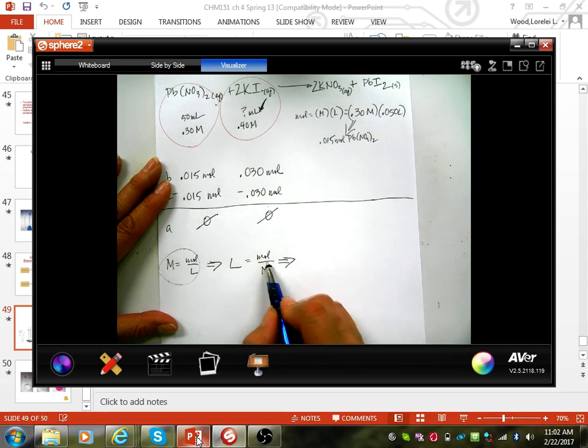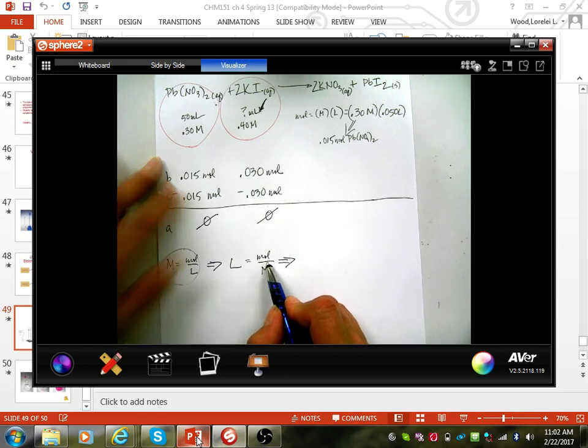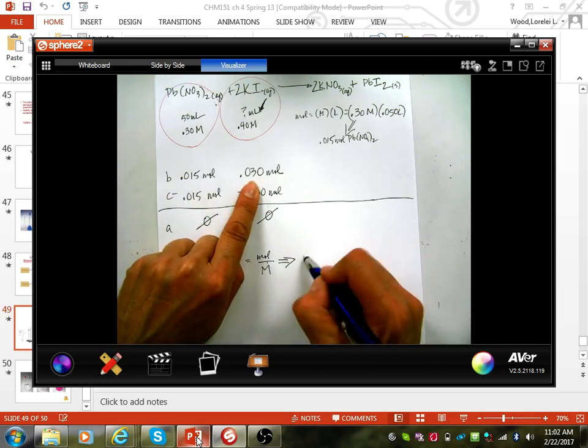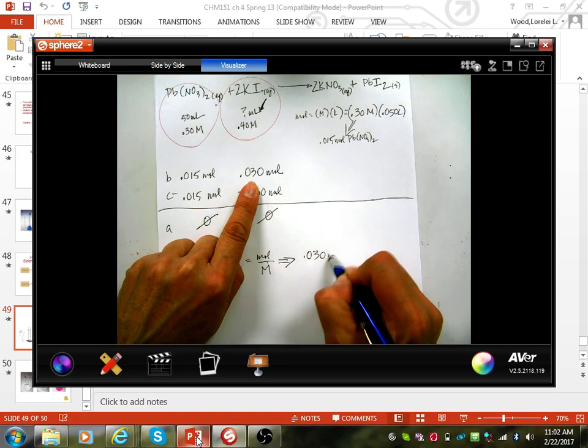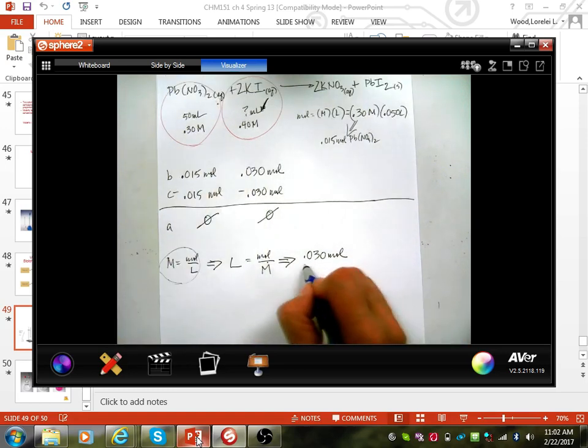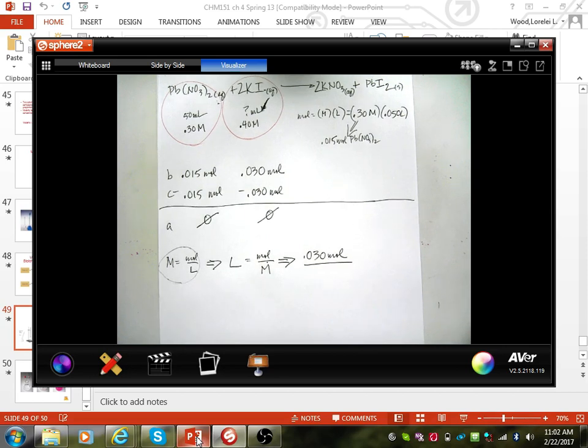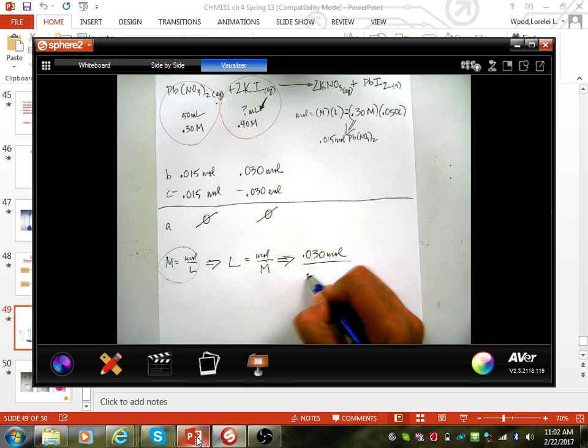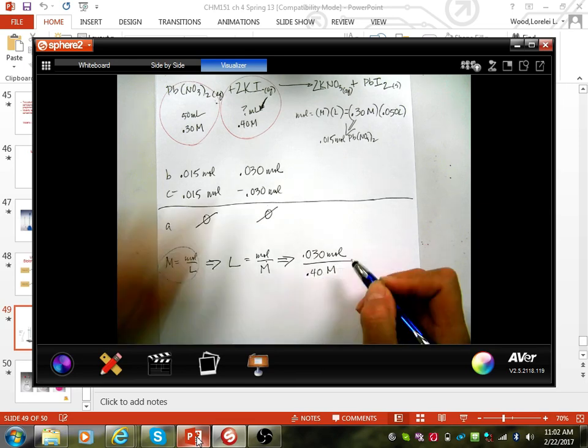What's my moles that's going to go on the top? There it is right there. See? BCA is super useful as long as you know what the heck it is that you're doing. 0.03 moles. What is my concentration? 0.40. See how I drew the picture?